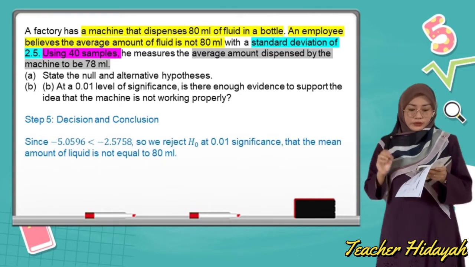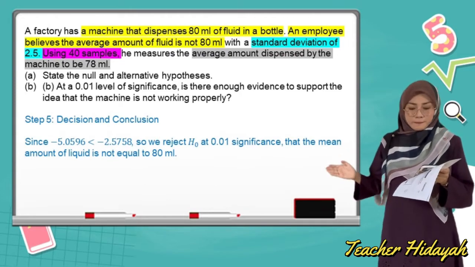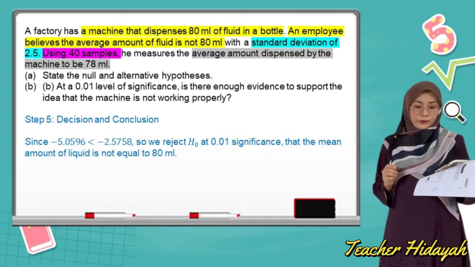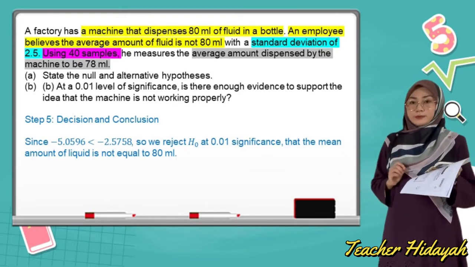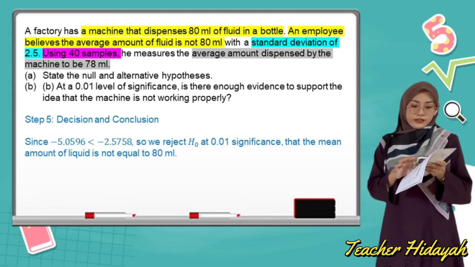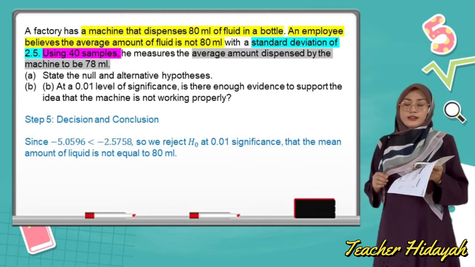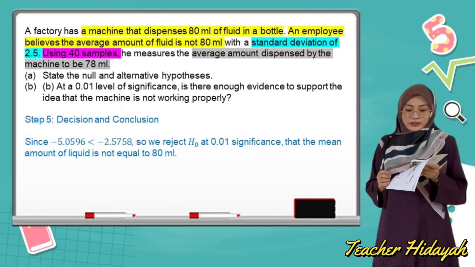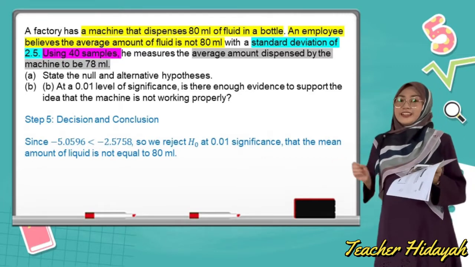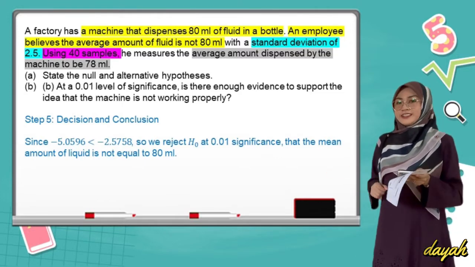Now the last step. In step 5, we need to make a decision and conclusion. So we must compare the computed amount with the normal distribution value that we found just now. The decision will be: since negative 5.0596 is less than negative 2.5758, we reject H0 at 0.01 significance, so the mean amount of liquid is not equal to 80 ml. Okay, that's all. We have finished the question example. You may try on your own next time.